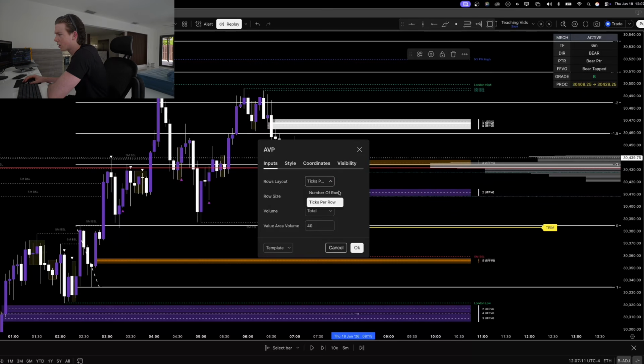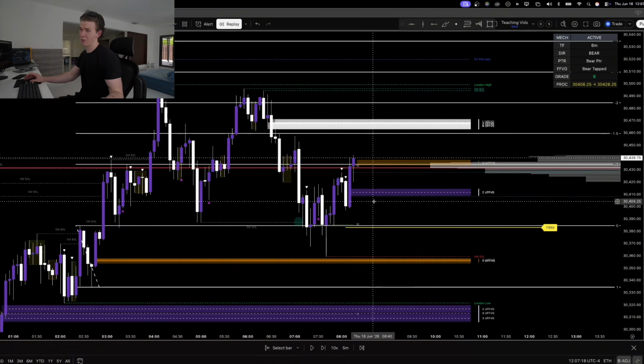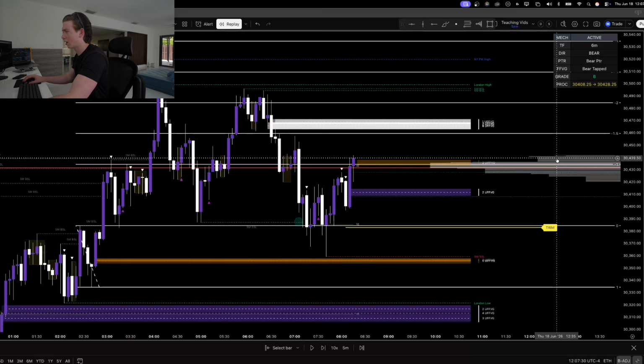I use a ticks per row size of 2. This is really going to make it fractal so you can see the actual detail. There is better software for volume profile if you want to use that in your trading. I'm not going to use that for my trading. I just use it for identifying key levels on the open. This is just to align our deviations with our untaps. I'm not going to use it in real time. I think people can get really lost doing that stuff.